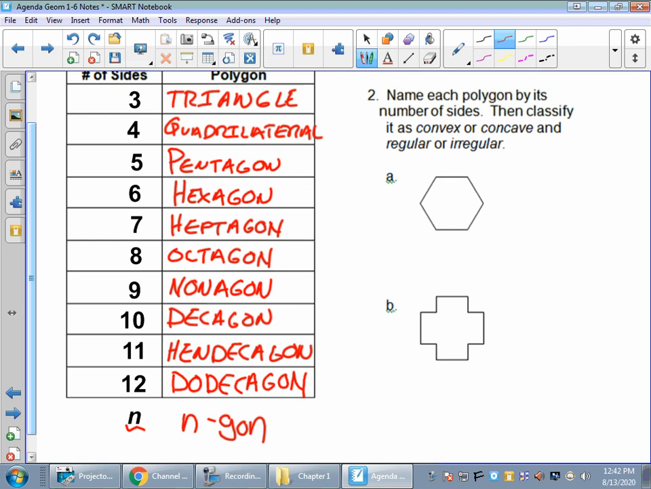Okay. So here's number 2 example. It says name each polygon by its number of sides, then classify it as convex, concave, regular, or irregular. So we can just tell right away by the number of sides, 1, 2, 3, 4, 5, 6, that it's a hexagon. And then let's say, is it convex or concave? Well, it doesn't have any points in the interior, so it would be convex. And in regular or irregular, you would actually have to measure this out. And just for the sake of doing it, I'm going to draw in these dash marks here to say all sides are equal. And then we're going to say that all angles are equal as well. So we would say that it is regular.